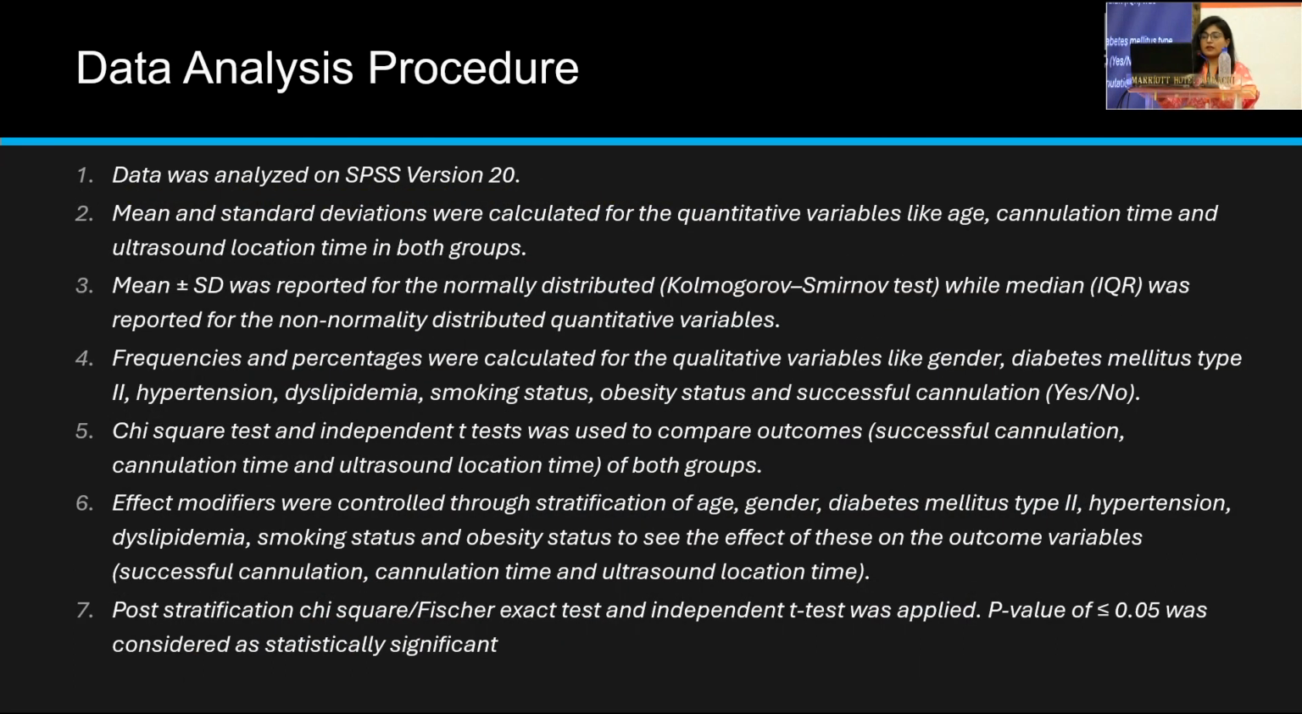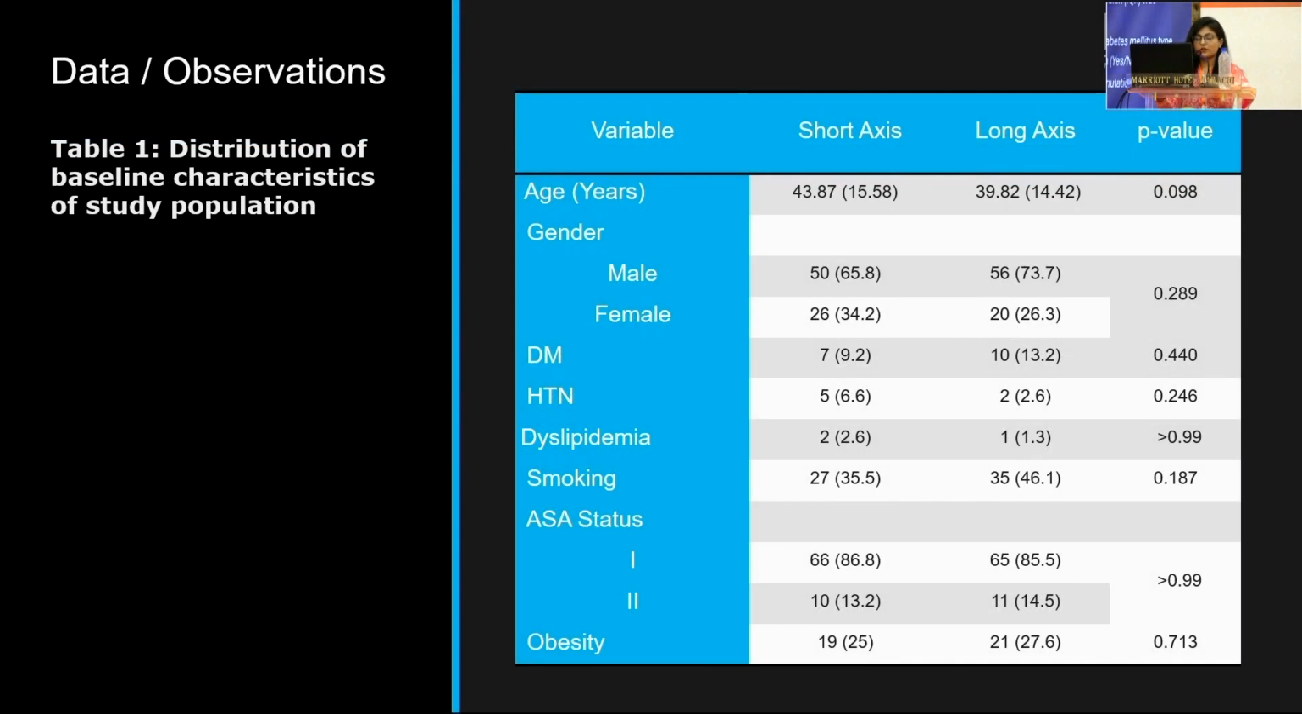This data was analyzed on SPSS version 20. The mean and standard deviations were calculated. Frequency and percentage were calculated for the quantitative variables. So here are some results of our study.